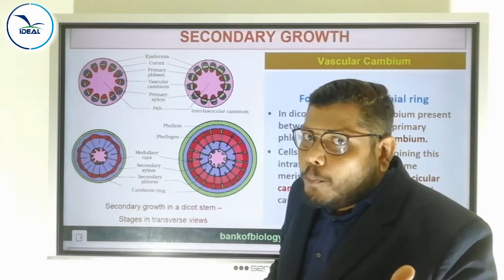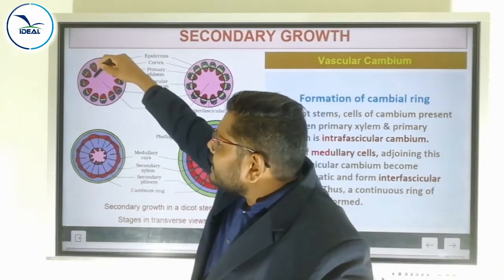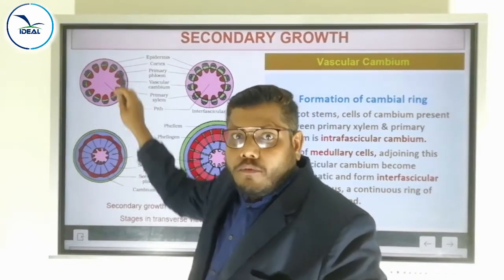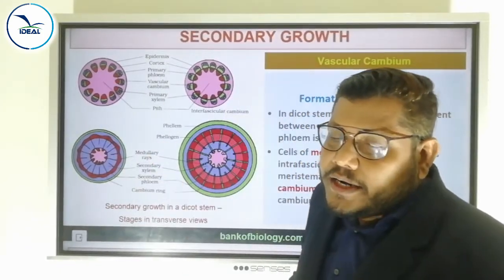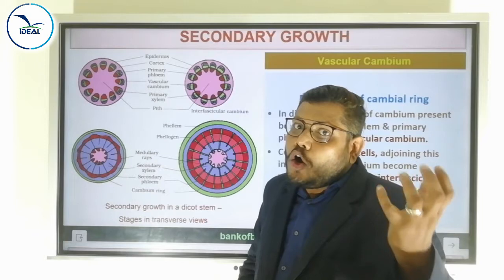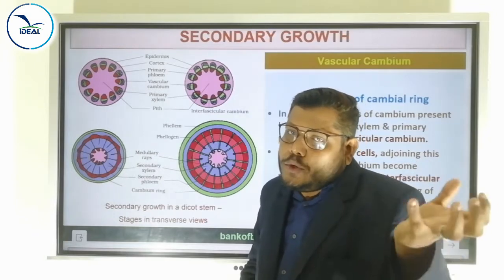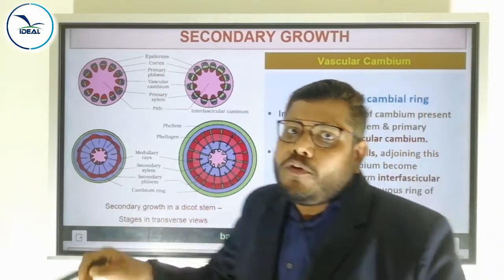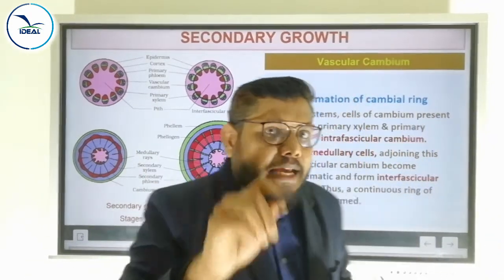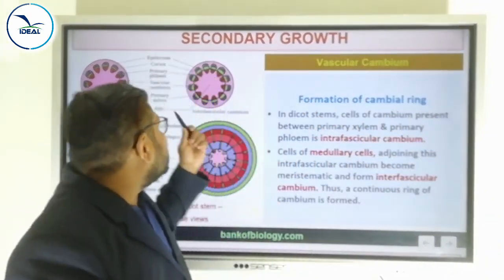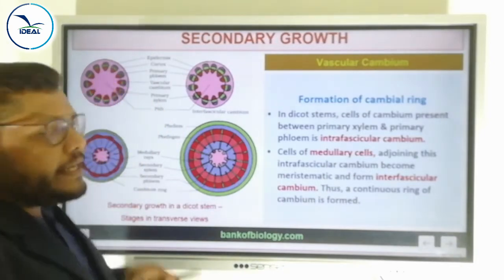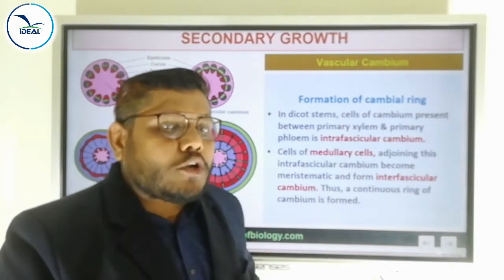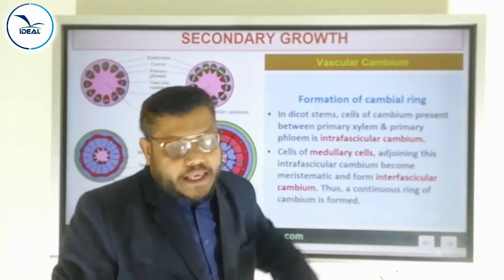Why is it called open vascular bundle? Between the xylem and phloem there is a cambium, so we can call it open vascular bundle. Dicot stems show open vascular bundles. They are conjoined, collateral and open vascular bundles. So in the case of Dicot stem, the cells of cambium present between primary xylem and phloem, such a type of cambium is called an intrafascicular cambium.